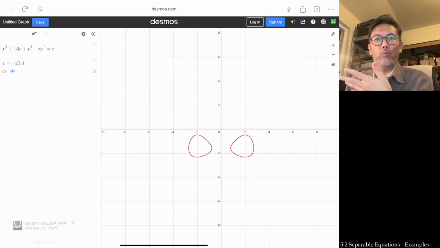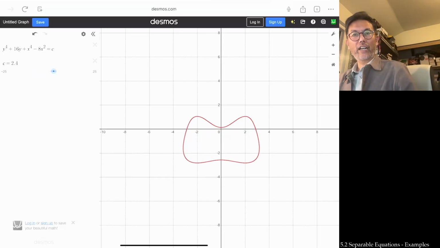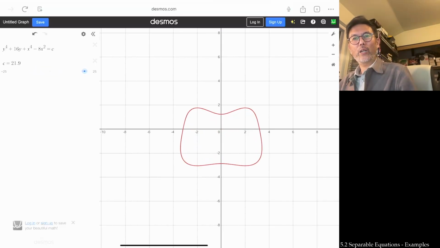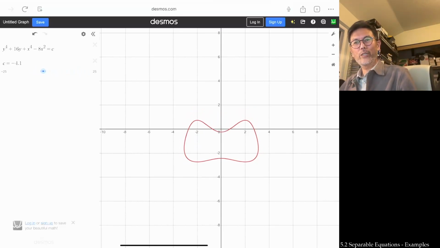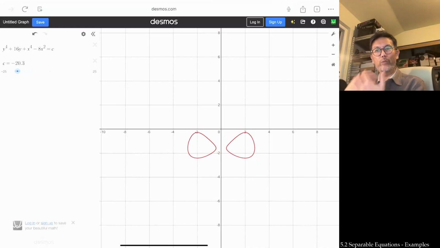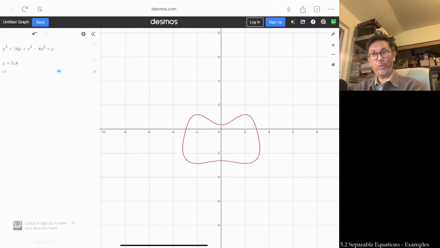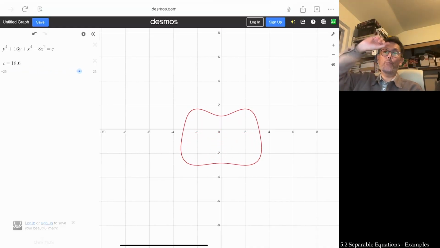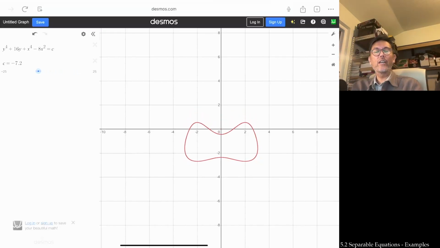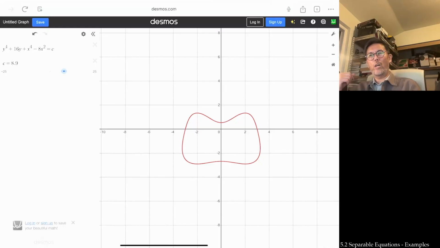Anyway, this is what implicit solutions kind of look like. In particular, please acknowledge that you can't really write this as y equals a function of x, not this whole curve. You might be able to write down portions of the curve, in fact you could, but not the whole curve all at once. And this is the reason why we have implicit solutions.